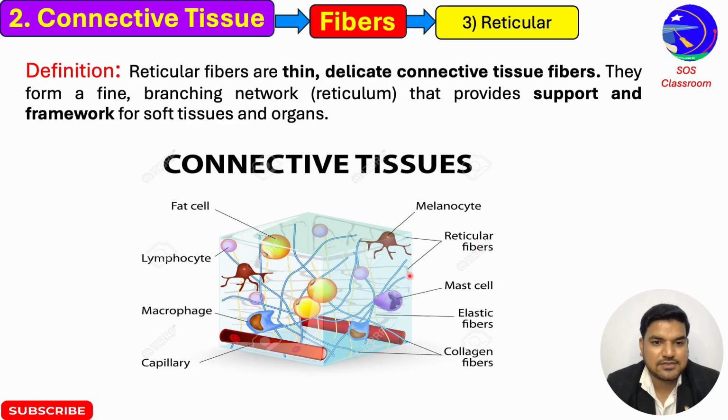These are the reticular fibers. These are the mast cells, elastic fibers. These are the collagen fibers. This is the blood capillary, macrophages, lymphocytes, and fat cells. So these are the reticular fibers.